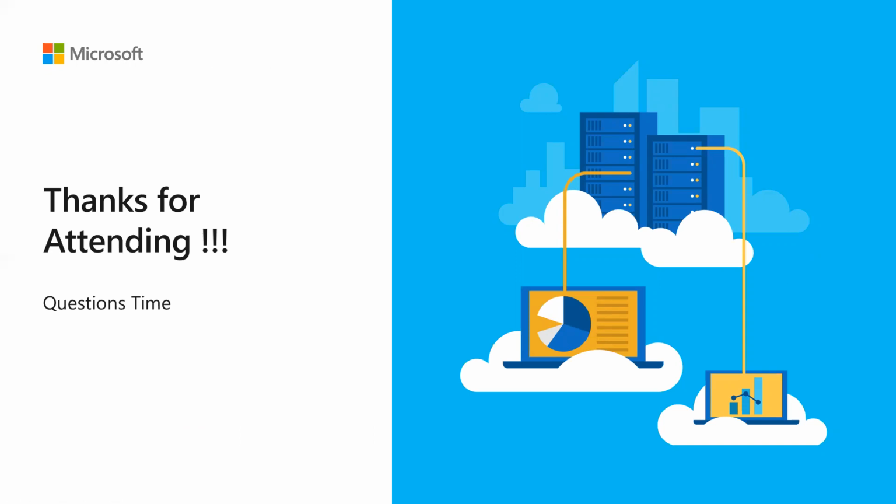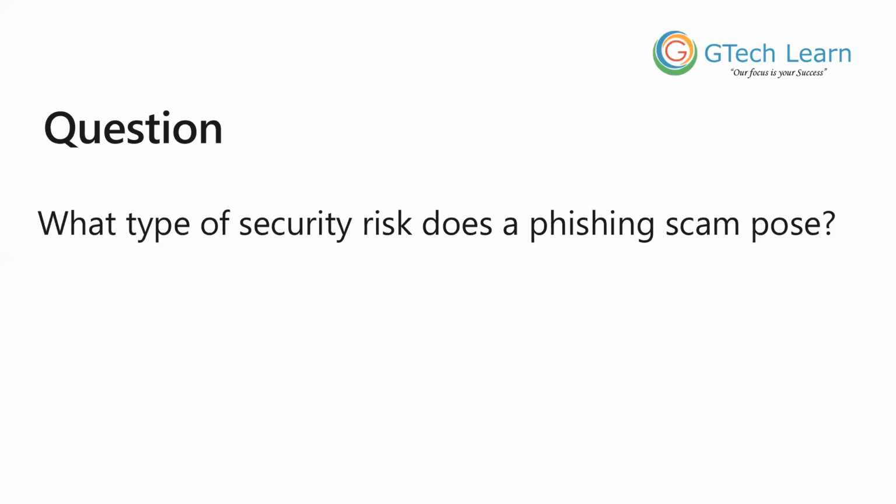So we go to our first question, which is, which type of security risk does a phishing scam pose? The phishing scam poses an identity risk or identity attack, where the attacker uses the identity, or wants to steal the identity. So next question, please.